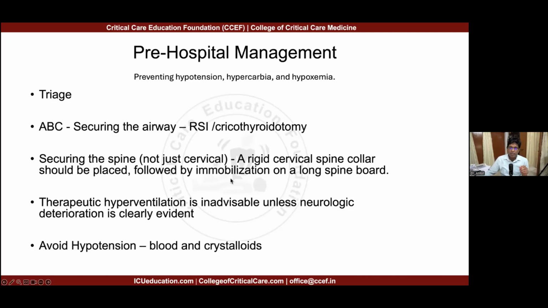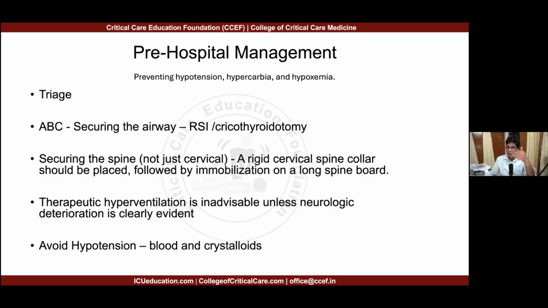Now, the third thing, which is practiced at certain places and not practiced at others, is hyperventilation. Hyperventilation means bringing the PCO2 down below 30, so that the intracranial pressure will not increase. Why? Because PCO2 is a vasodilator in the brain. So if there is a higher PCO2, it will vasodilate and cause raised ICP. While if we decrease the PCO2, there will be vasoconstriction. It will decrease the intracranial pressure. That is the theoretical aspect.